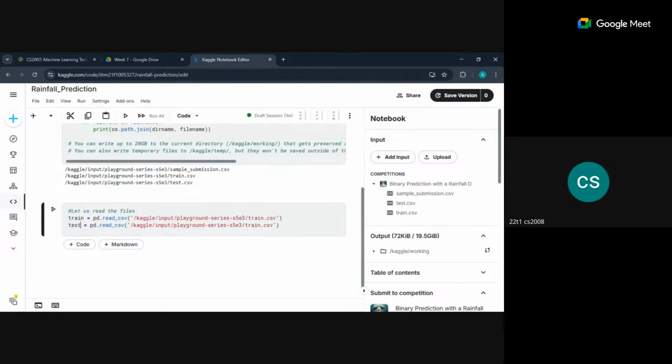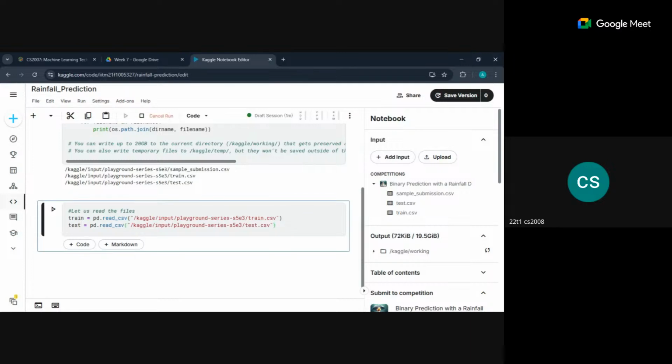Did anyone here manage to work on this data set? Anybody, can I get a show of hands? Okay, so do try to work on this.